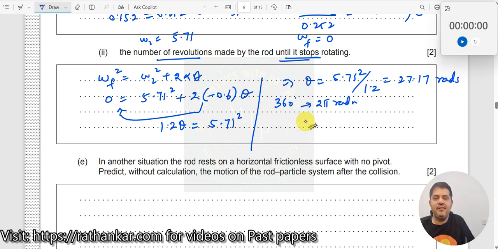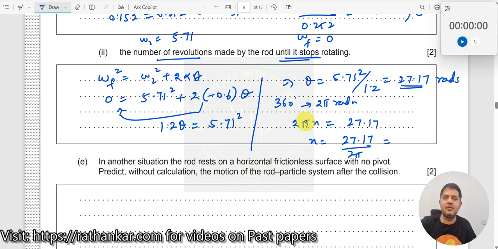Okay. So now if the rod completes n number of revolutions, I do not know the value of n, that is what you need to find. So if the rod completes n revolutions, 2 pi n should be equal to the total angle described, which is 27.17. To get the value of n, it should be 27.17 divided by 2 pi. Now how do I substitute? What is the answer I get?